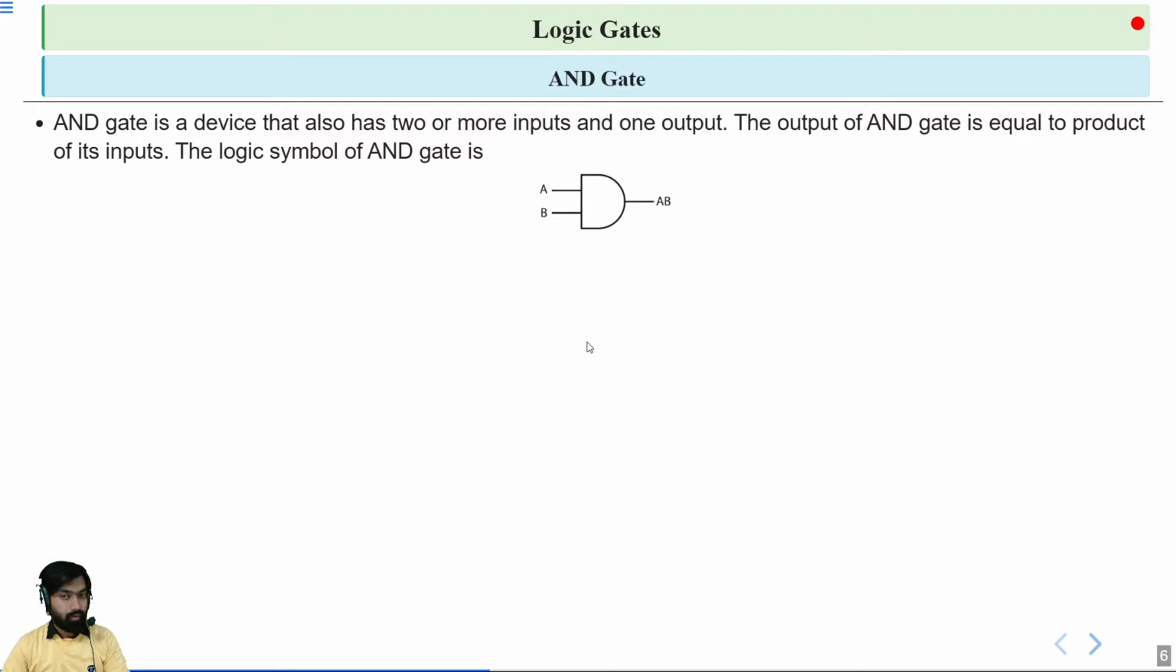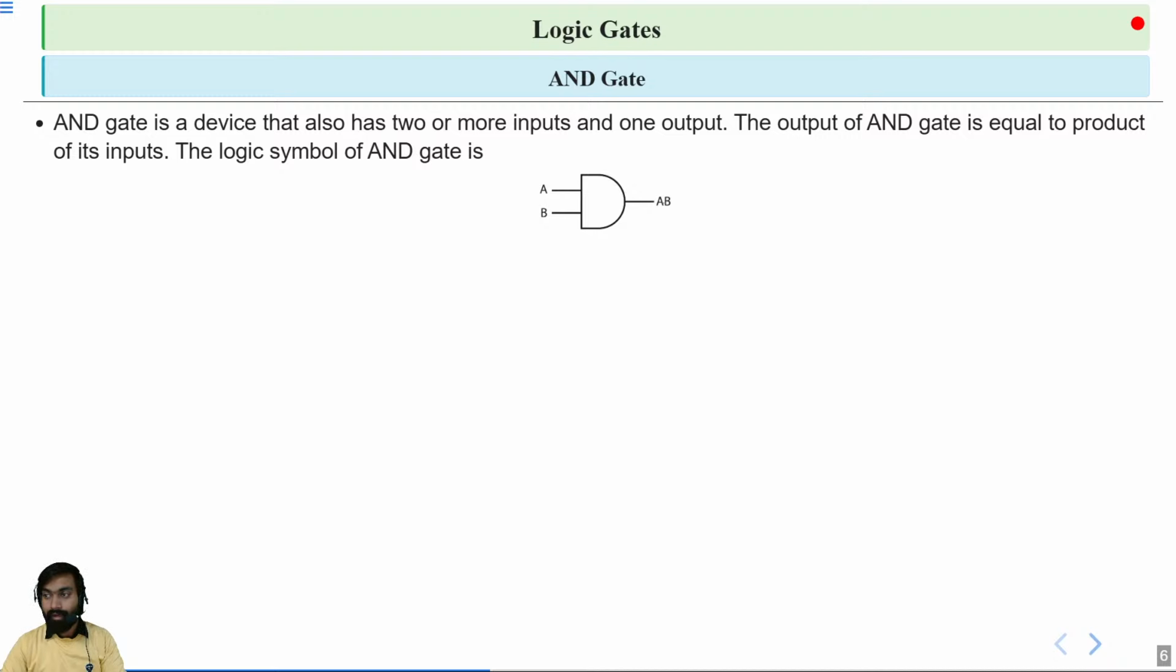Now we will discuss the AND gate. An AND gate is a basic digital logic device similar to the OR gate. It has two or more inputs and produces one output. The AND gate combines the inputs by performing a logical AND operation, meaning the output depends on whether all inputs are true.